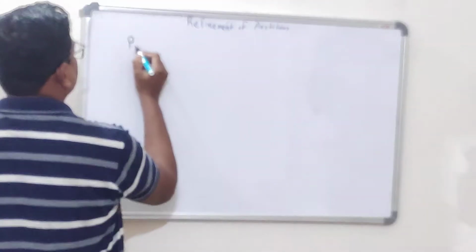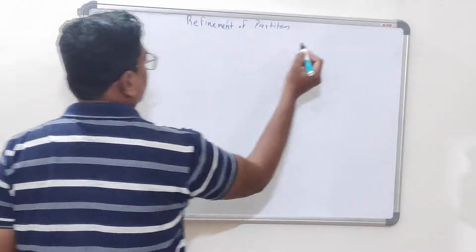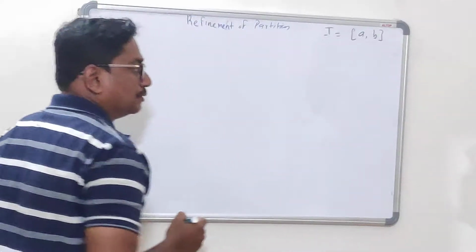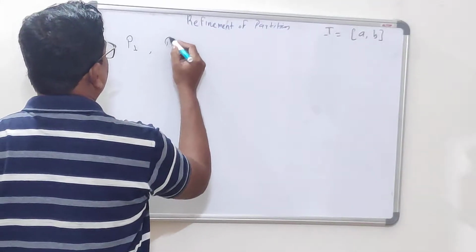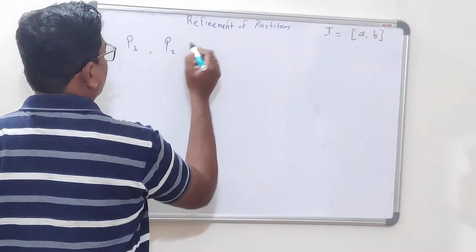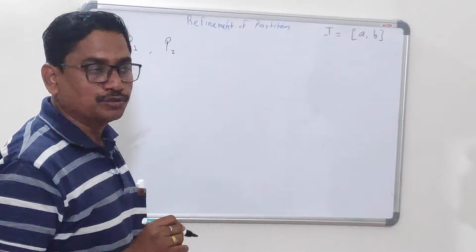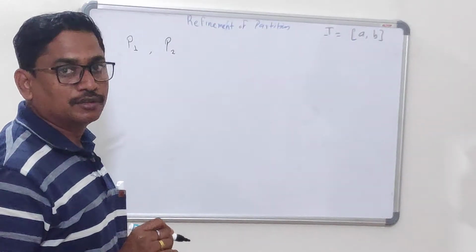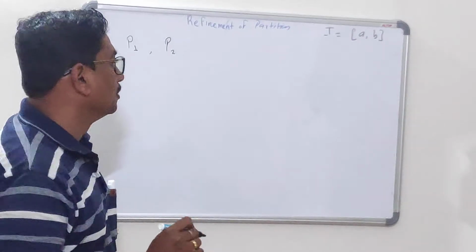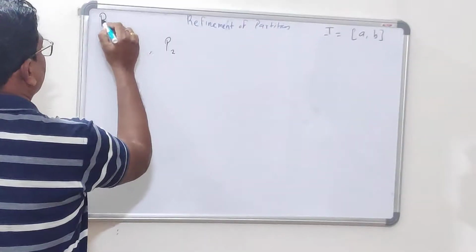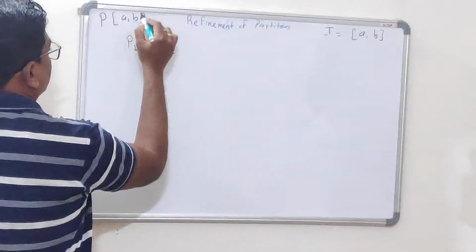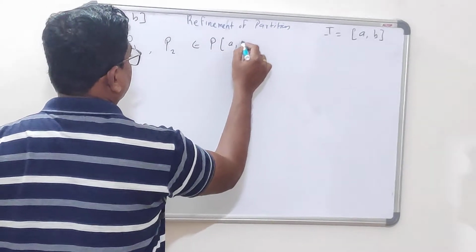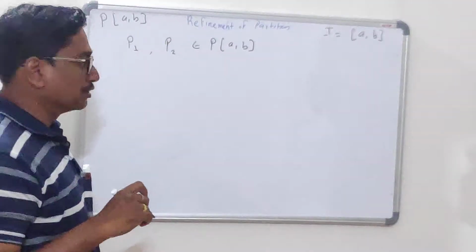Suppose P1 is a partition of the closed interval [a, b]. We always assume the interval is a closed interval [a, b] where a is less than b. And there is another partition of this closed interval, P2. Since there are infinitely many points in any closed interval, there are many partitions of any interval. The family of partitions is always denoted by P[a, b]. This is the set of all partitions of the closed interval [a, b]. So both belong to this family.